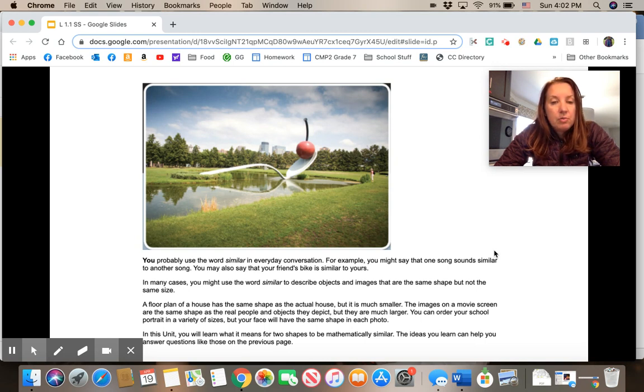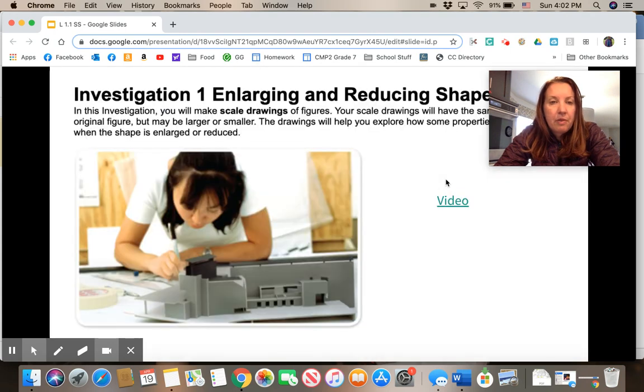You can order your school portrait in a variety of sizes, but your face will have the same shape in every photo. In this unit, we will learn what it means for two shapes to be mathematically similar. The ideas you learn can help you answer questions like those on the previous page. So I'm guessing they put this picture up here because it is similar to a spoon and cherry, but much larger. So we're going to do Investigation 1.